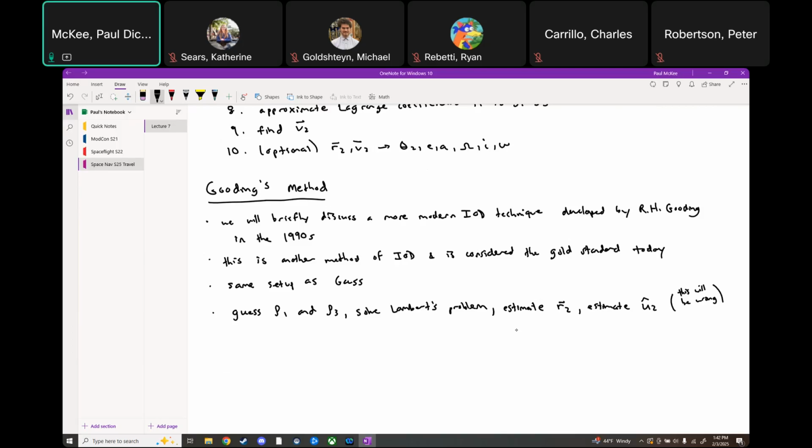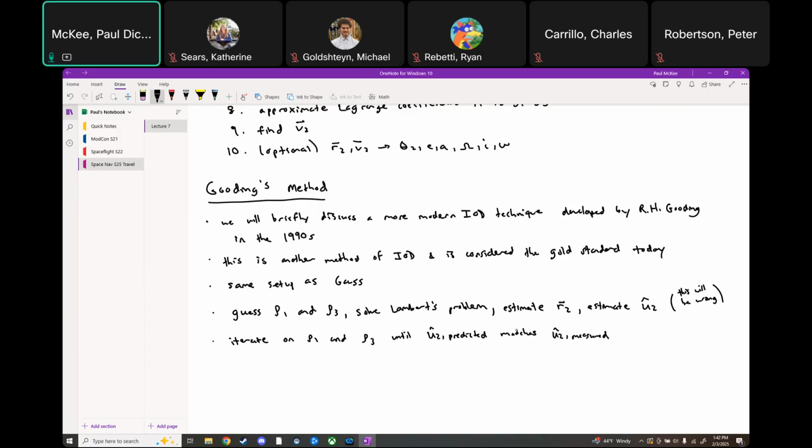But now what you can do is utilize techniques from optimization. And what we can basically do is iterate on rho 1 and rho 3 until U2 predicted matches. I'm just going to say matches. This is never going to completely equal. Matches U2 measured.